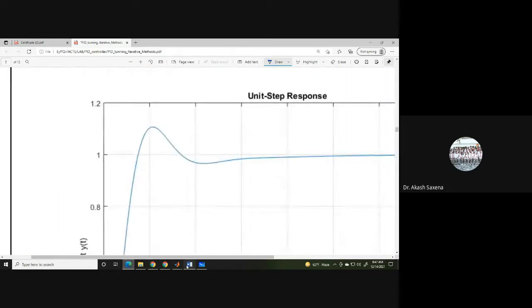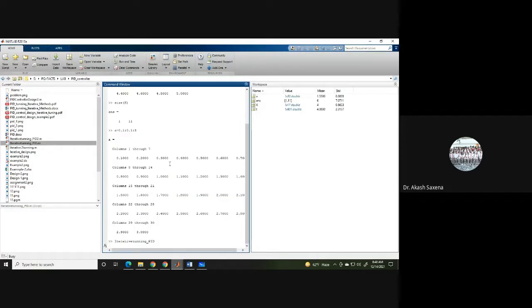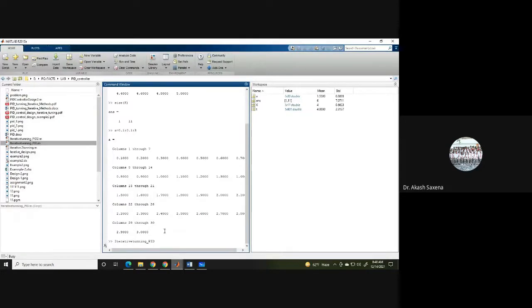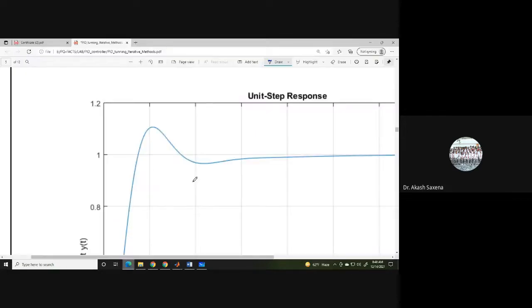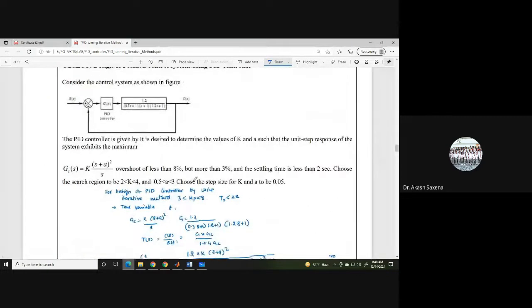Now, let us do this particular tuning method. If I write this into a MATLAB code and run it, you will see that there are some values appearing on the command window. If I remove this particular solution space, you will see that there are some possible solutions which are coming, which I have plotted and depicted over here. So according to this, you will be able to draw this particular program.